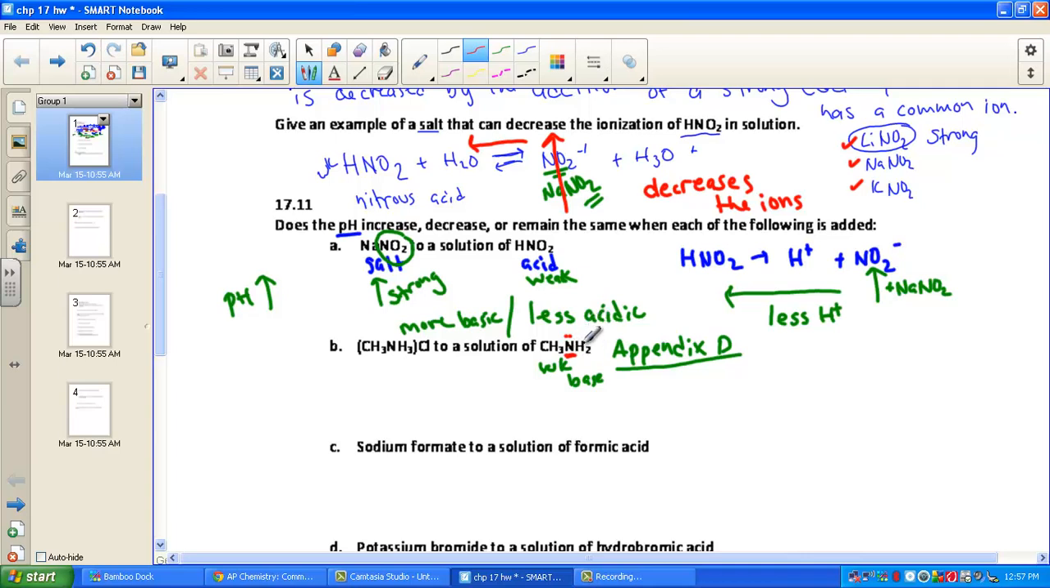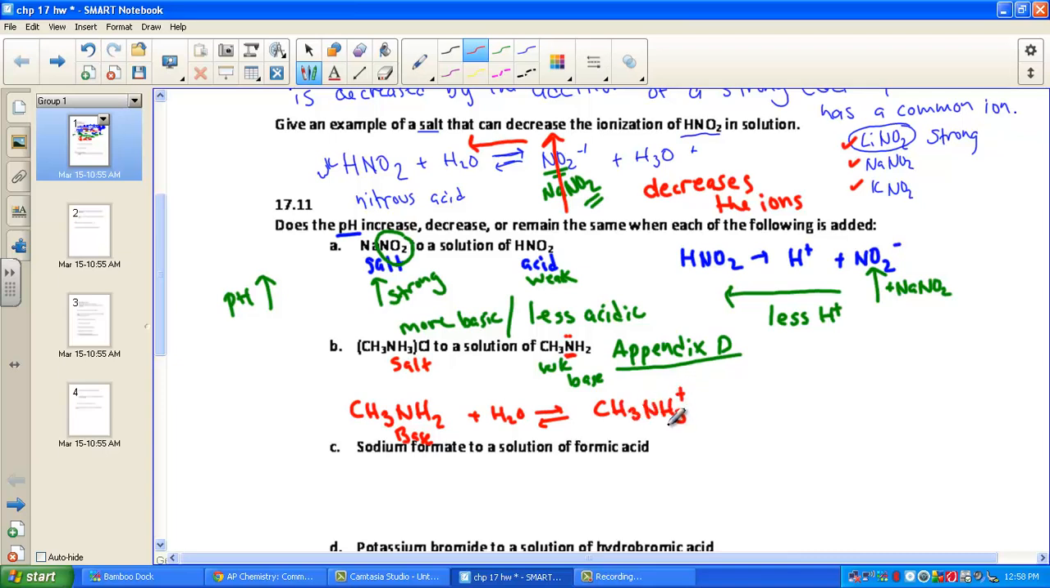They accept a proton. So here's the chemistry. We have this methylamine, CH3NH2. It has a Kb value from your Appendix D. It is a weak base. This is the salt. This is the base. When we place this into water, we set up an equilibrium where the proton is transferred. We have base chemistry going on.